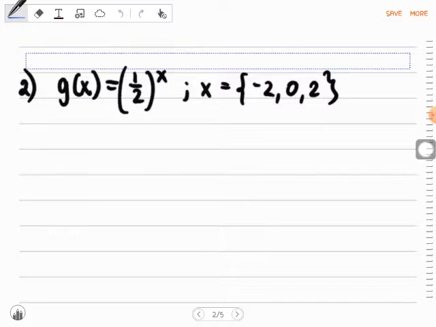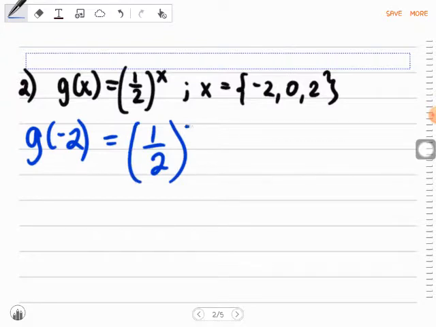Next, for g of x equals 1/2 raised to x, the values of x are the same. So we have g of negative 2 equals 1/2 raised to negative 2. And when it is like this, you just interchange the positions of the denominator and numerator, so that will become 2/1 or 2, and then the exponent becomes positive. And that's equal to 4.